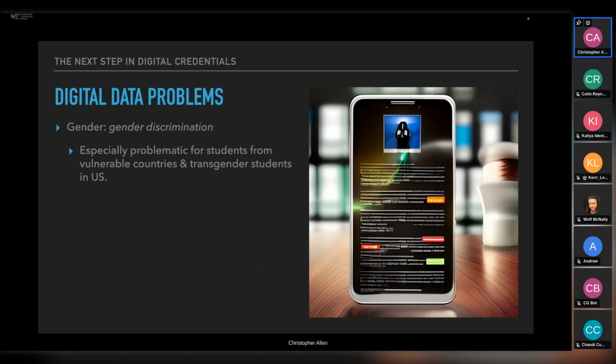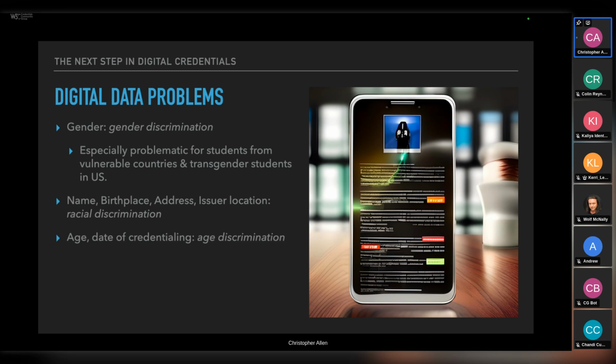So let's talk about that a little bit. Gender discrimination. So at the last rebooting, we had a young woman from Eastern Europe who was a doctoral candidate come. And her basic thing was, A, she's already dealing with gender discrimination. But then she also graduated from a Central European university. So she's also discriminated against as a Central European. And her name sounds ethnic, and so she's also potentially discriminated against on a religious basis. All data that's going to be on her credentials. In addition to that, it may have their birthplace, it may have various issuer location information, other things that can be used for racial or other discrimination.